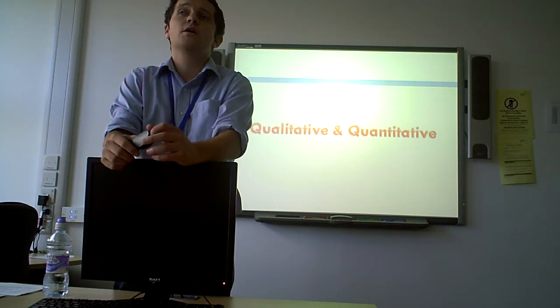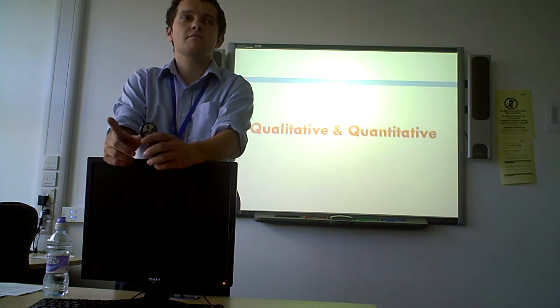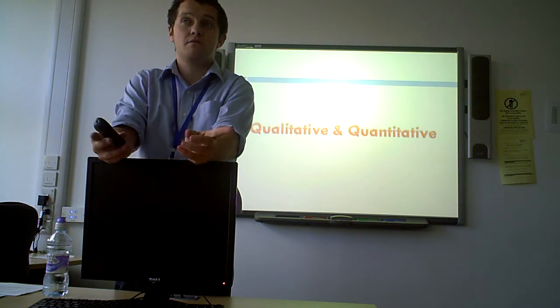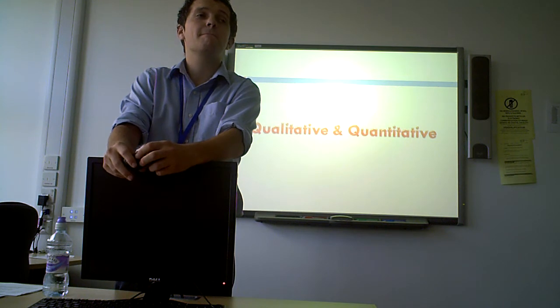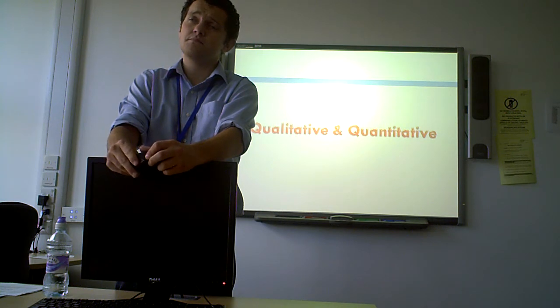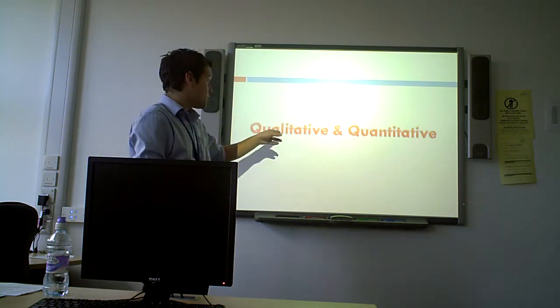Two types of methods of information and methods of getting data: qualitative and quantitative. Who's heard of these words before? Jay? What kind of context have you heard these in before? Qualitative is like results of what happens, and quantitative is a number. Yeah, quality, quantity.